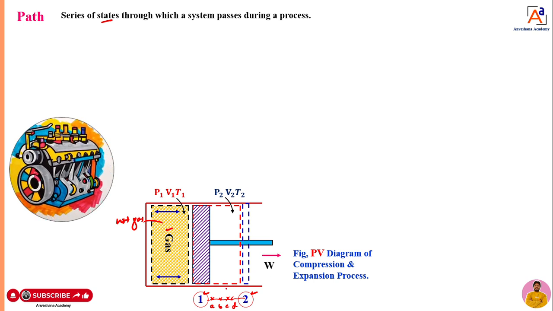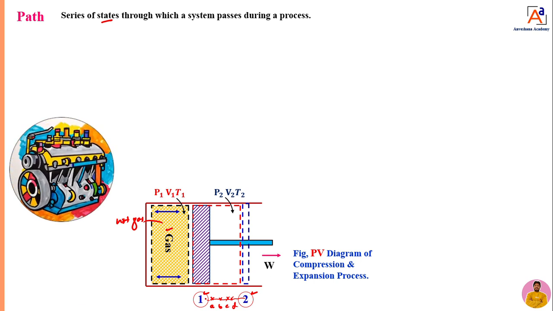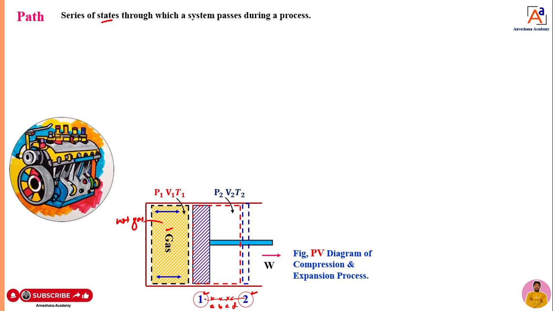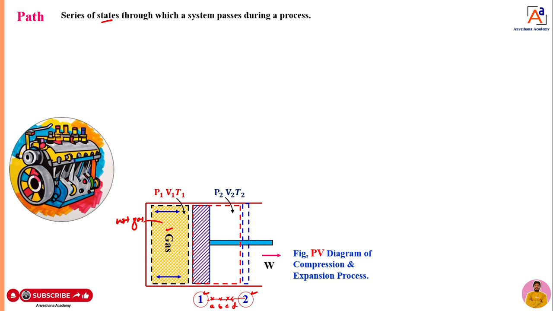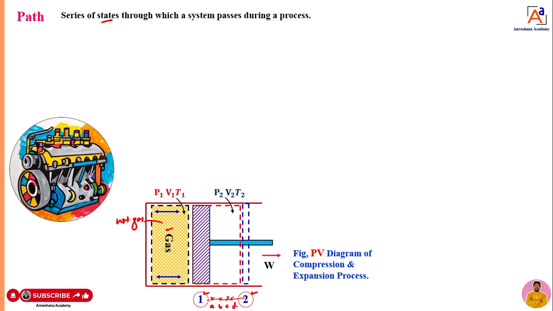Okay, now whatever the variation is, as you are moving from 1 to 2, you are going to get a curve. That curve or trace is nothing but the thermodynamic path. How can I show it in a PV diagram now?